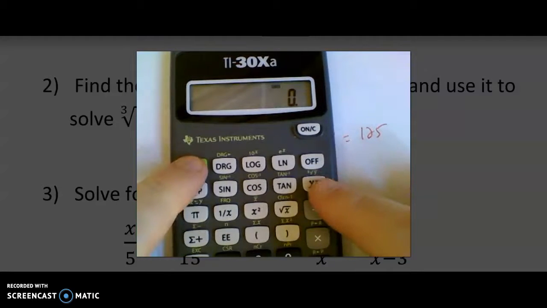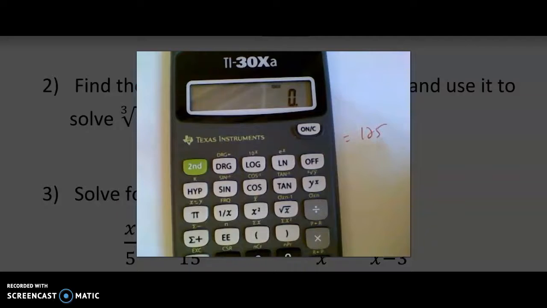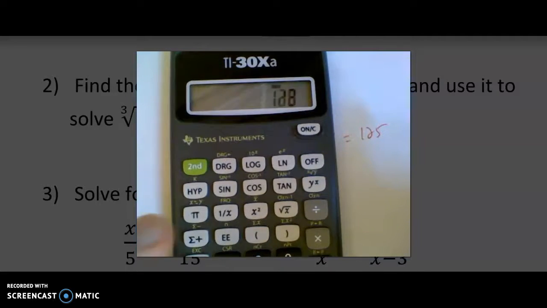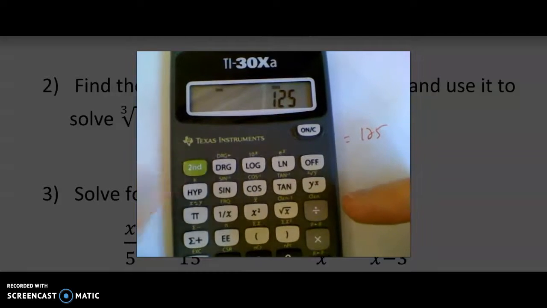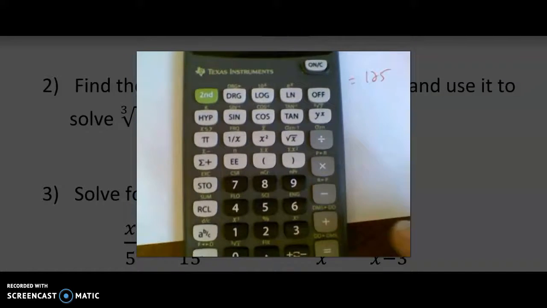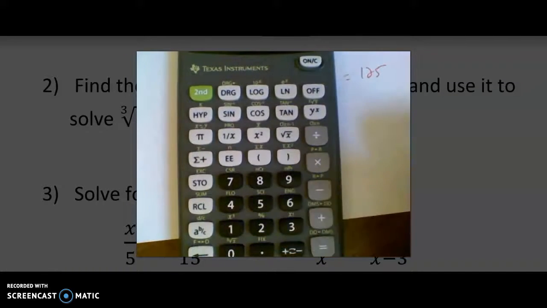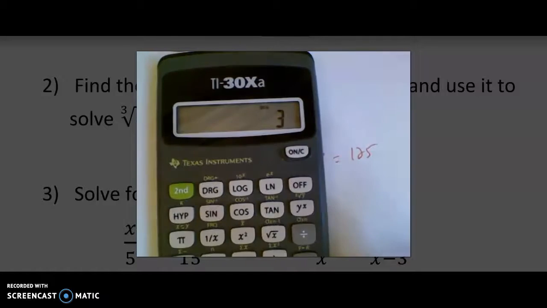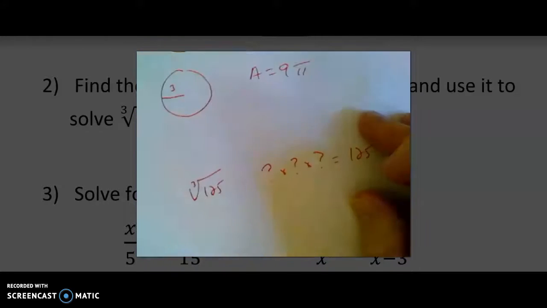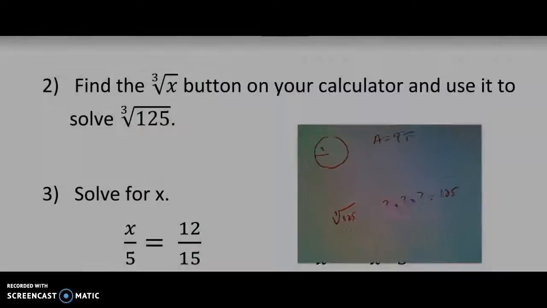So I'm going to go ahead and hit second and this button. And nothing really happened because I need to identify what I'm doing to what number. So I'm going to go ahead and try and hit 125. Now I'm going to hit second and this button, and I'm going to tell it that it's the cubed root. So down where I have a 3, I'm going to type in a 3 just to identify it's the cubed root. And now I hit equals, and there you go. So the order in which you enter things, again, it could be different, but that's how I do it on this calculator.